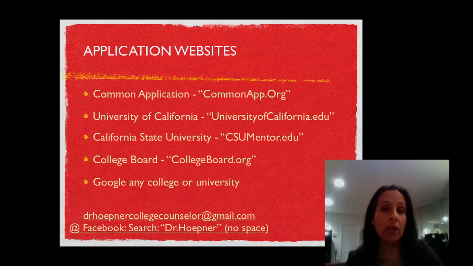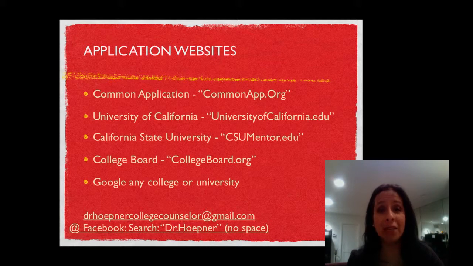Obviously, if you're looking at the California schools, you're going to be using the UC application, and you're going to go to universityofcalifornia.edu. And for the Cal State system, their website is csumentor.edu. You can also look up colleges and universities from the College Board website and click on the link to the college if you can't seem to find it.